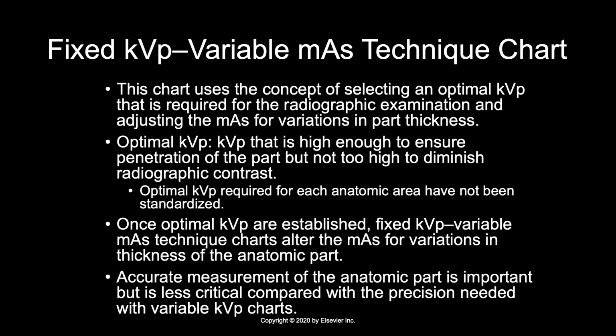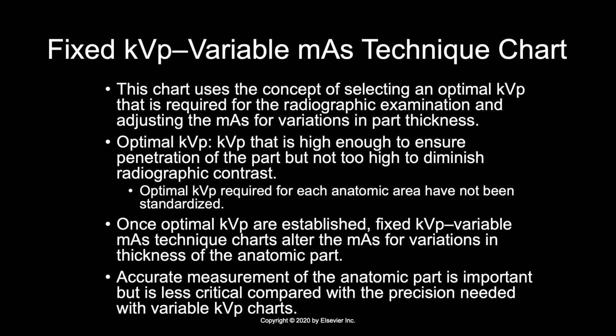Optimal KVP is the KVP that is high enough to ensure penetration of the part, but not too high to diminish the subject contrast. We still want to have that radiographic contrast. So for this type of chart, the optimal KVP for each part is indicated in the technique chart, and then the mass is varied as a function of the part thickness. So we're measuring to figure out what type of mass to use. So again, we're using the calipers and measuring for mass.